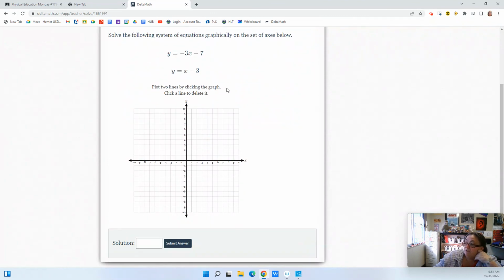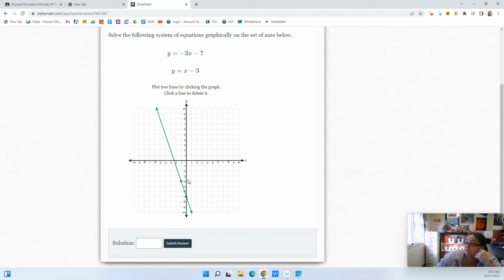We're going to plot two different lines. Like one we know is going to be at -7, right? That'll be our first line. And then we're going to use our slope. So if I go +3, 1, 2, 3, I have to go -1. And there's the graph of my first line.